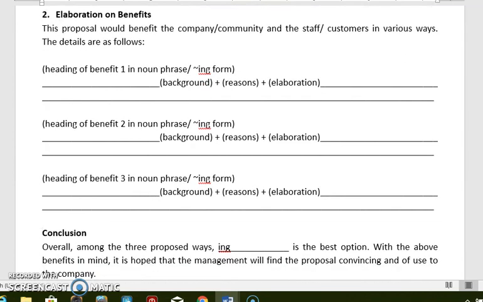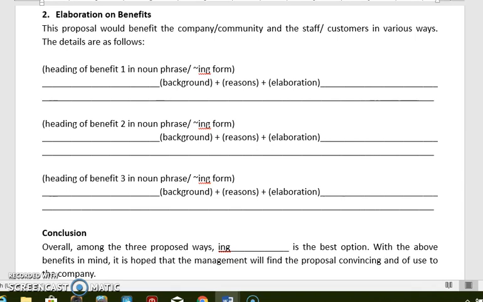After finishing the elaboration, talking about the benefits, here comes the conclusion. Again, the conclusion is a very straightforward one. Just say that among the 3 proposed ways, opening a new store is the best option. So we have all the above benefits in mind. It is hoped that the management of the company will find this proposal convincing and of use to the company.